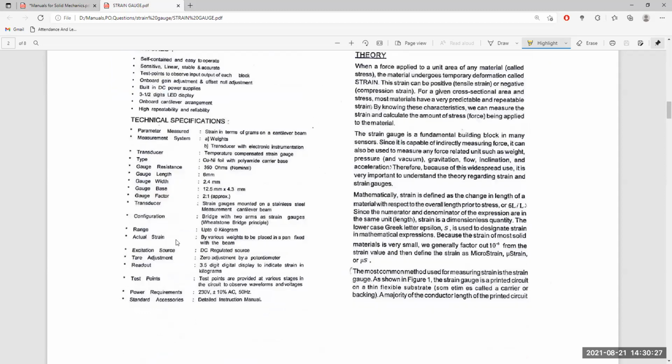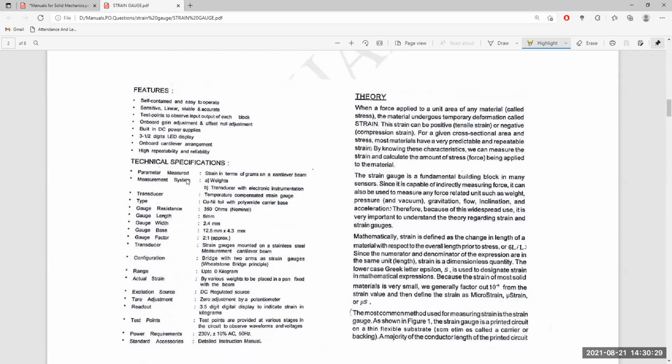Technical specifications are like this. The parameter measured is strain in terms of grams, of the cantilever beam, using weights. The measuring system is the weights and transducers. Transducer: temperature compensated strain gauges, type copper nickel foil with polyimide carrier base. Gauge resistance 350 ohms, gauge length 8 millimeter, and gauge width 2.4 millimeter. Now the gauge base is this, this is the dimension itself. Gauge factor is 2.1.